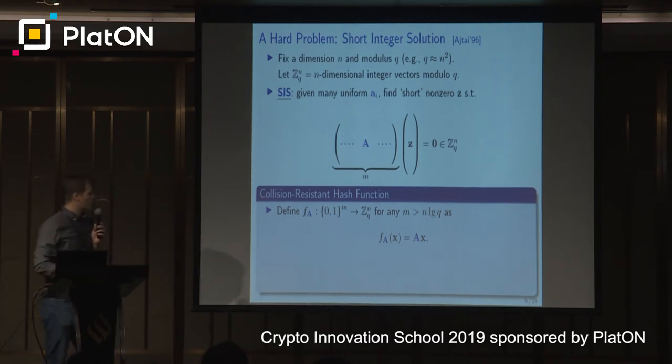And here's why we do this. The size of the domain is 2 to the m, which is strictly larger than q to the n. So our domain is strictly larger than our range, and we are therefore guaranteed that collisions exist in this function. And this function is simply defined as f of x is A times x. That's it. A very simple matrix times vector multiplication is the definition of this function.